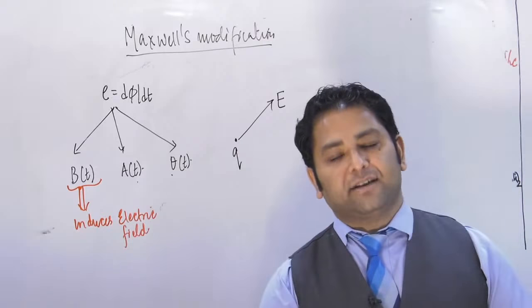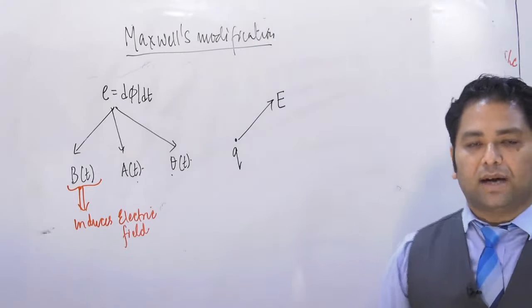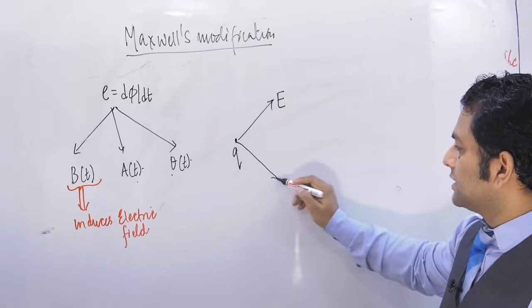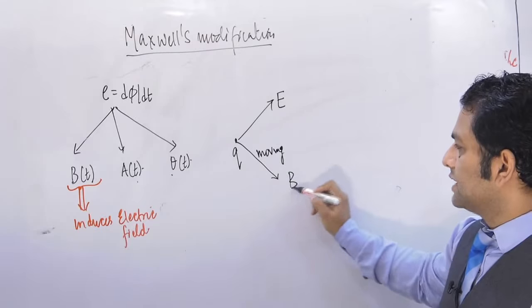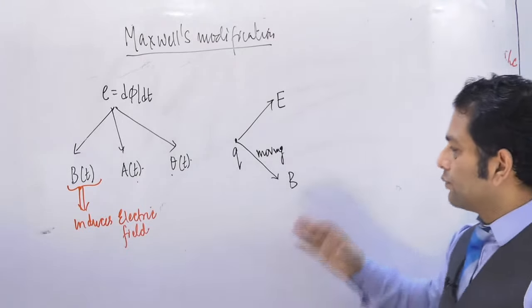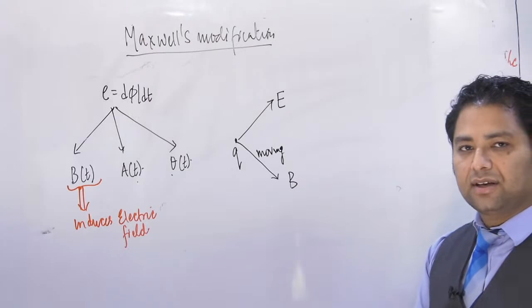Electric field is an inherent property of charge. If you have charge, there is no condition required, electric field will be produced. But if the charge is moving, then that will also produce a magnetic field. So far we know the source of electric field is this, source of magnetic field is this.